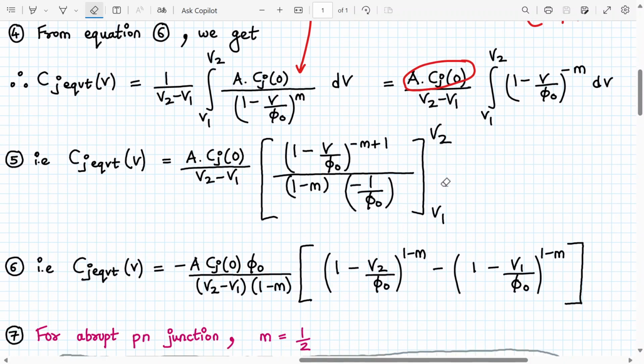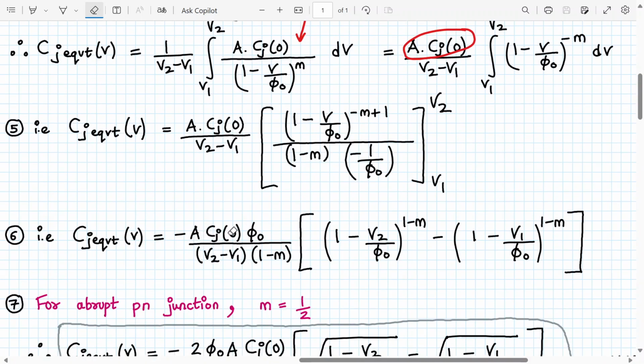And now from here we substitute V1 and V2 one by one. Here 1 minus m is a constant, and this minus 1 upon phi naught will come out. So minus A Cj0 phi naught divided by V2 minus V1 times 1 minus m comes outside, and inside the bracket V will change from V1 to V2. So it will be 1 minus V2 upon phi naught raised to 1 minus m, minus 1 minus V1 upon phi naught raised to 1 minus m. Understood this?